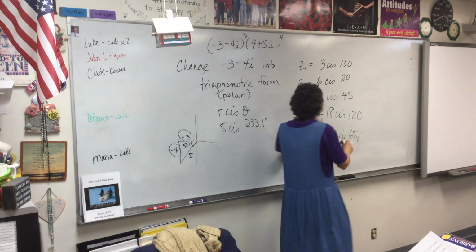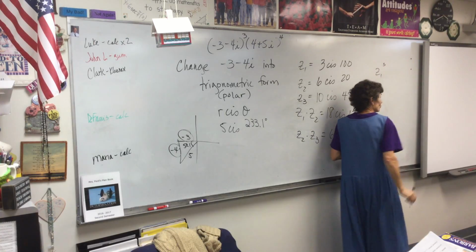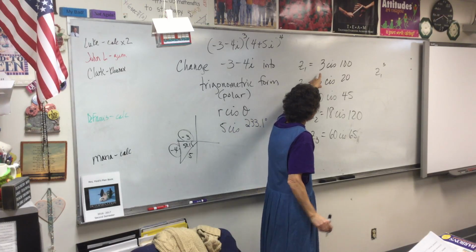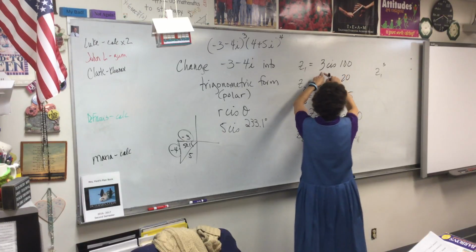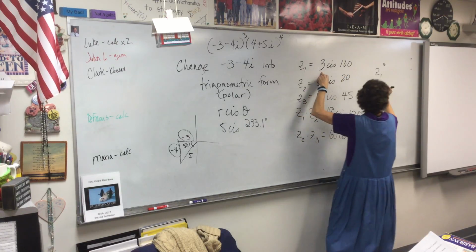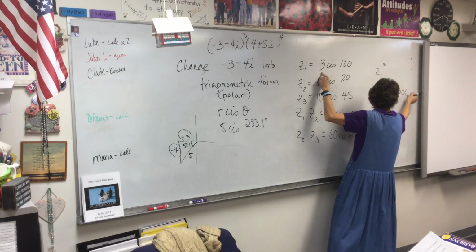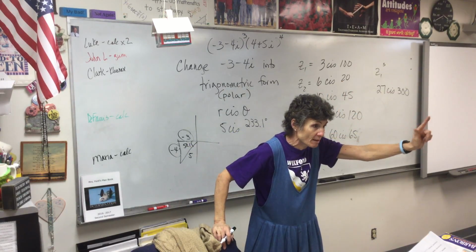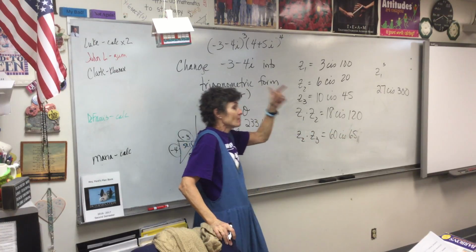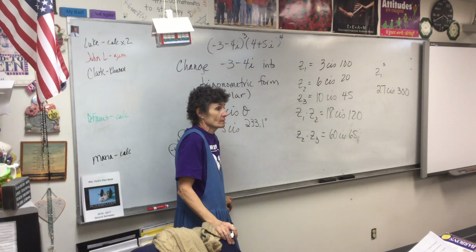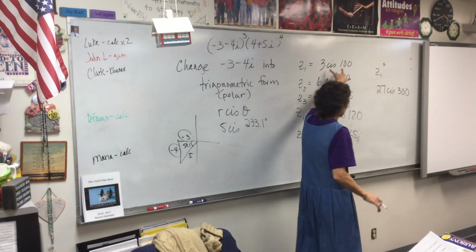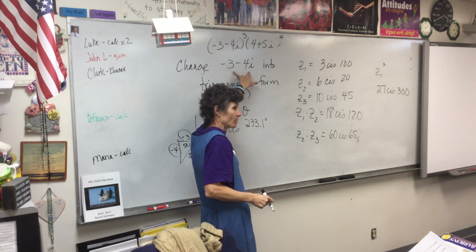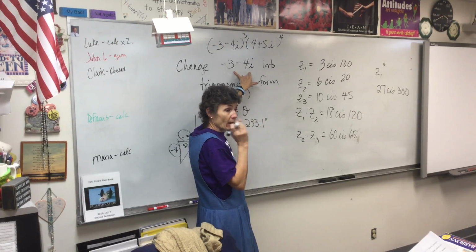But look at this. If I want to find Z sub 1 cubed, if I want to cube this number, all I have to do is think about it. It means this times itself 3 times. So won't it be 27 CIS 300? Because all I do is multiply the 3 times the 3 times the 3, and then add the 100 and the 100 and the 100. So you just cubed that number, and it took you about 2 seconds. And if I were cubing this number, I'd still be working on it 5 minutes from now.